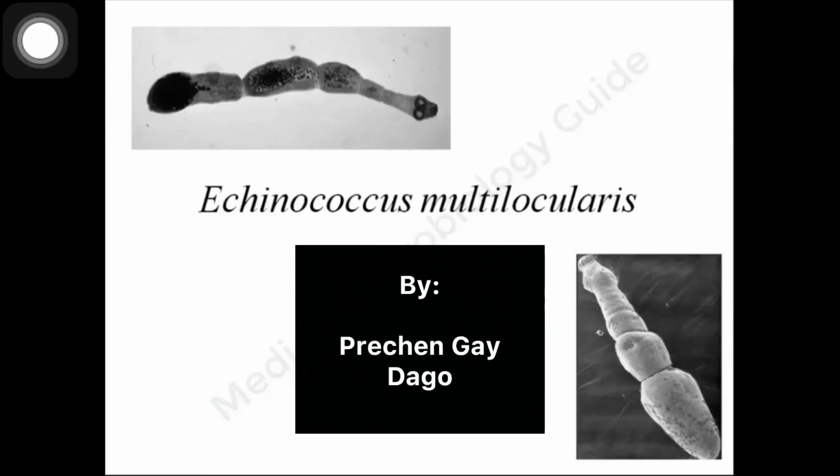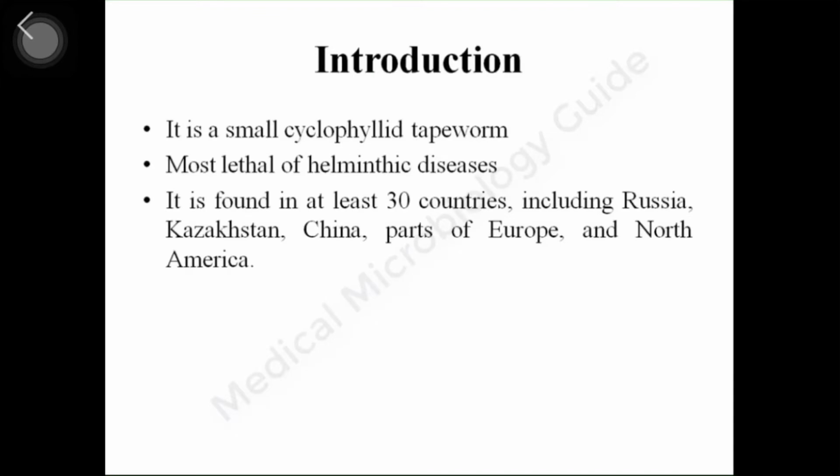Hi, I'm Prichingi Tago, and this video will study Echinococcus multilocularis. Echinococcus multilocularis is a small cyclophyllid tapeworm. The importance of the tapeworm is that it causes a lethal disease.